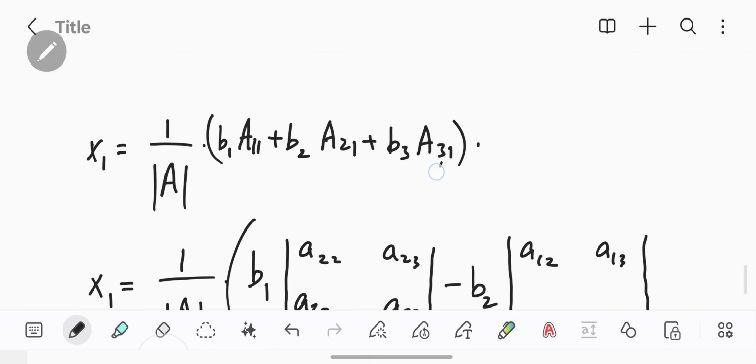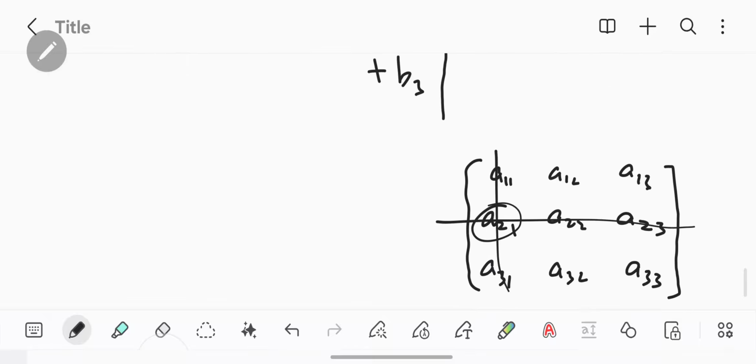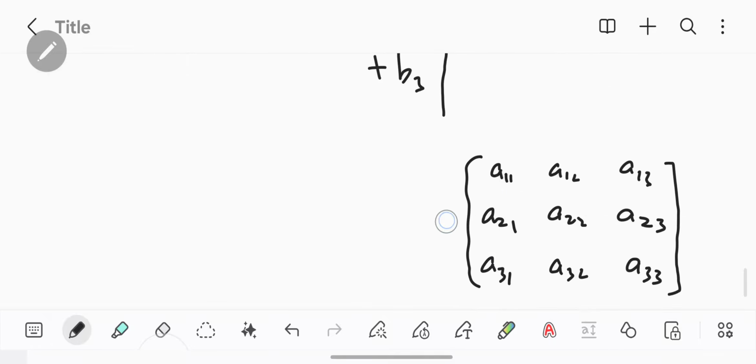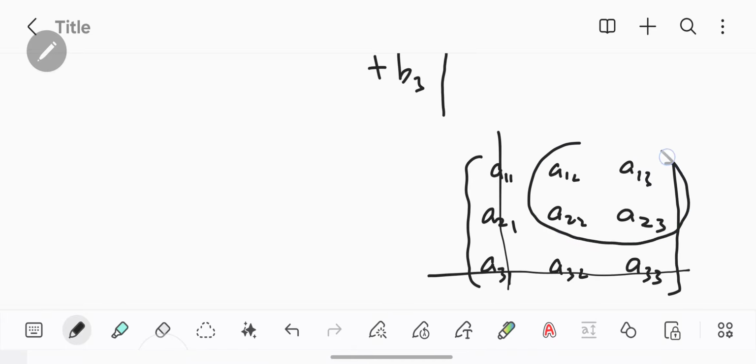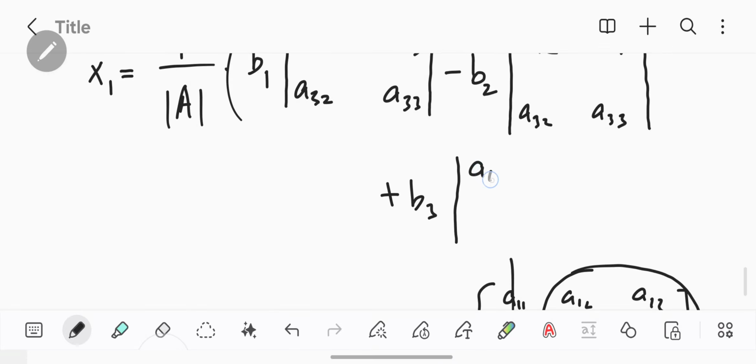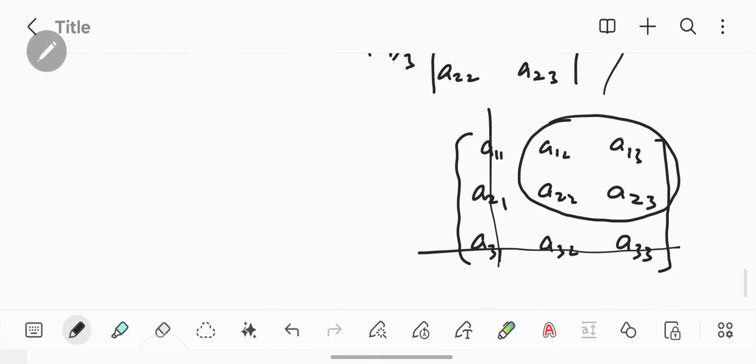A31 means third row and first column. And here third row is this and the first column is this. So the determinant obtained by the submatrix by removing the first column and the last row. So it is A12, A13, A13 and A22, A23. Okay, all right.